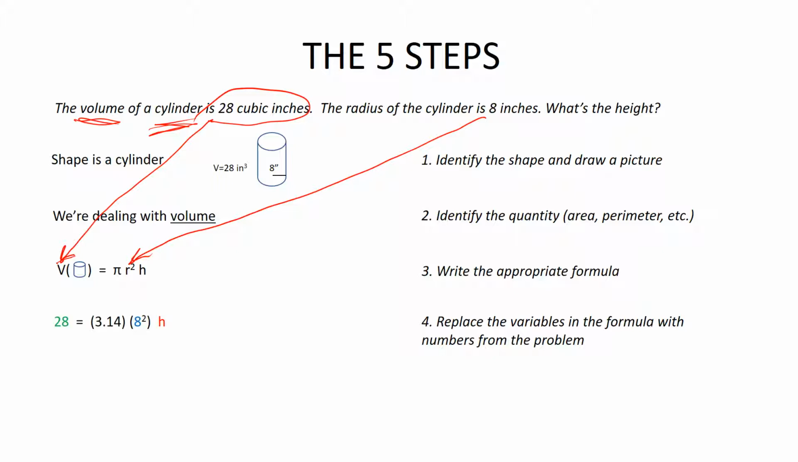So if I do this, the formula is going to look like 28 equals pi, which is 3.14 always. It's always the same. And then the radius squared. So remember the radius was 8. Right? And now I just need to figure out what the height is.